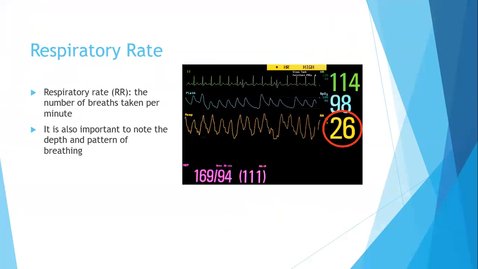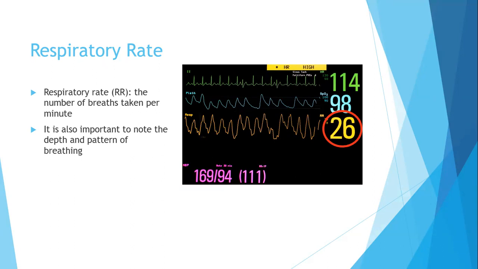The respiratory rate is the number of breaths taken per minute. Easy squeezy, right? But it's also important to note the depth and pattern of breathing. Is it regular? Is it irregular? Is it deep? Is it shallow? Where is the person breathing? When we do pulmonary rehab, we will talk about segmental breathing patterns and assess those.